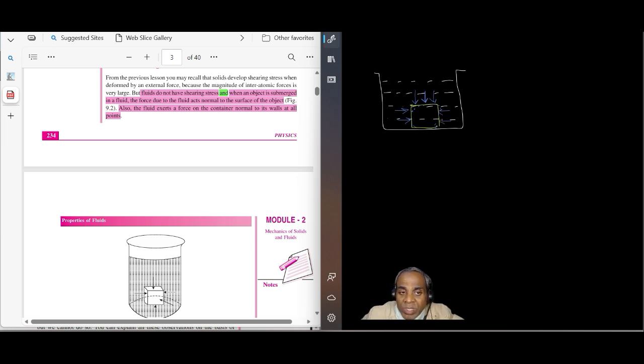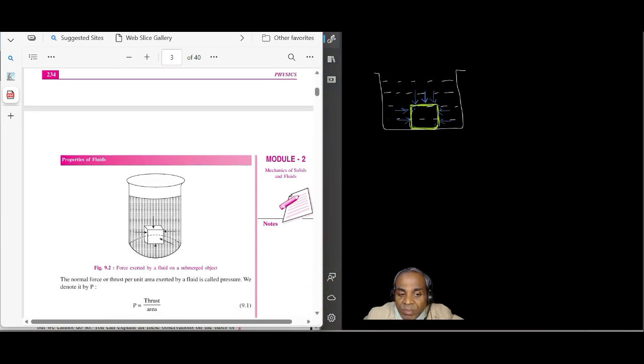So that's what is mentioned here. When any object is submerged in liquid, the force exerted by the liquid will act normal, that means perpendicular, to the surface of the object. This is the top surface, so it will act perpendicular. This is the surface acting perpendicular. This is the surface acting perpendicular. Of course, at the bottom, we are understanding that the object is very heavy. It has sunk to the bottom, so there is no force due to the liquid at this surface, right? So normal at all the walls. That's what is shown in the figure at all the points on the surfaces.